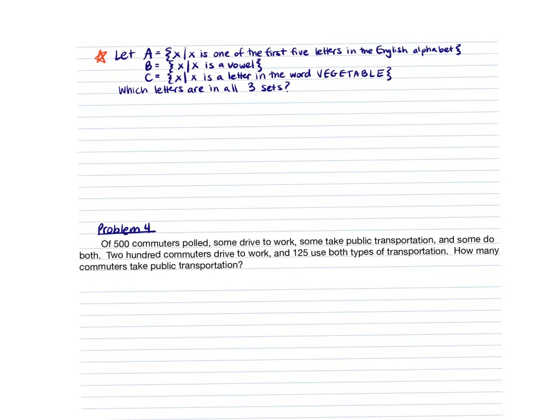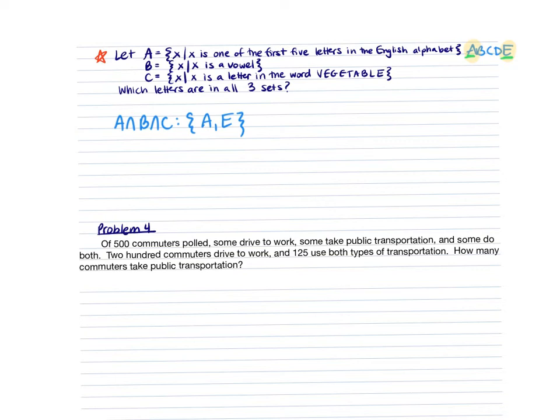Okay, so here's one for you to try on your own. Here are 3 different sets. Which letters are in all 3 sets? So that would be the intersection of A, B, and C. So press pause, try this on your own, and then check back for the solution.